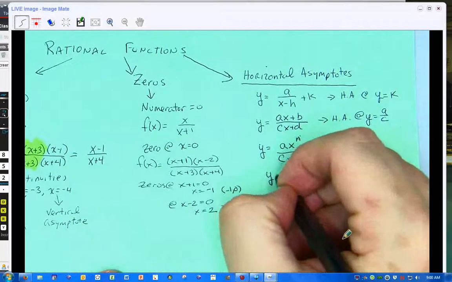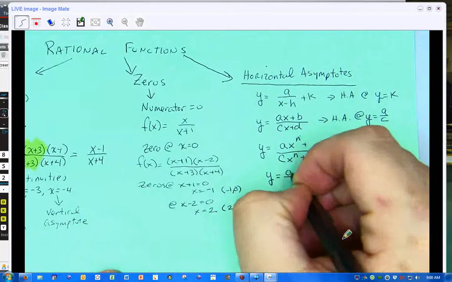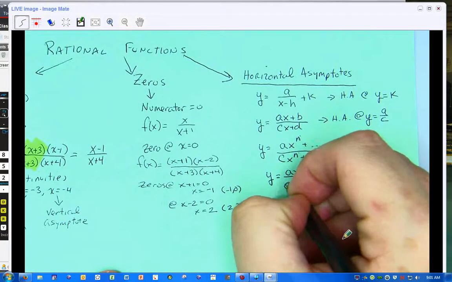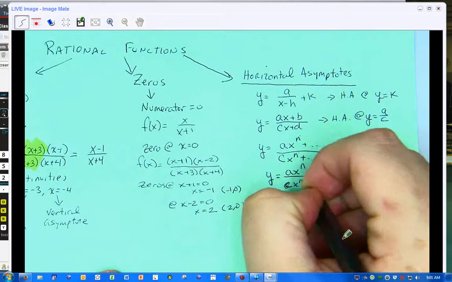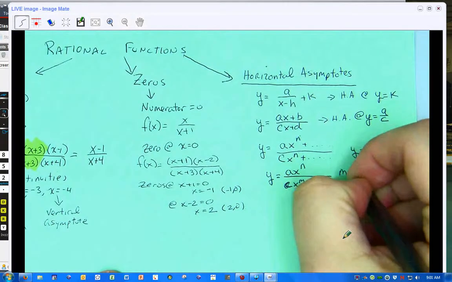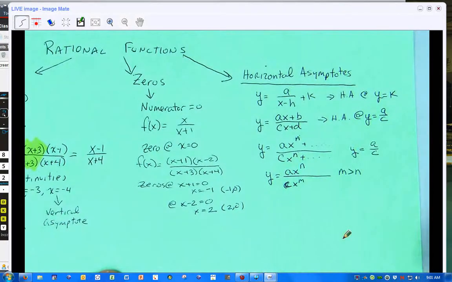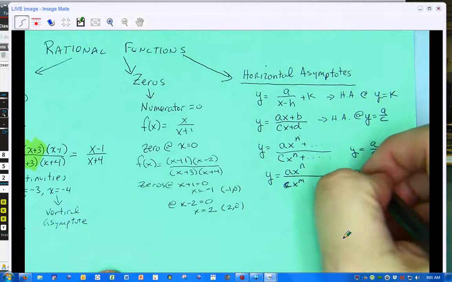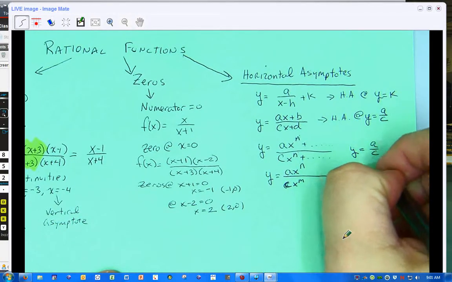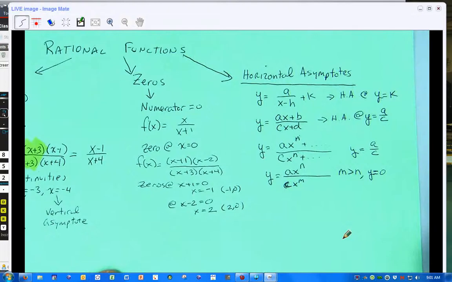If you have y is equal to ax to the n power over cx to the m power, and m is greater than n, your asymptote will be y equals 0.